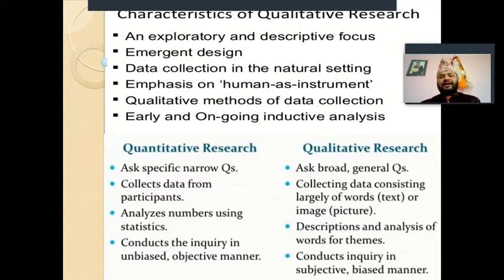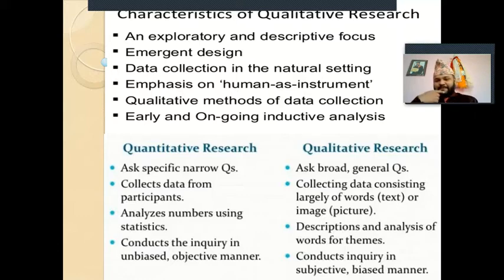in organizational discourse. So data collection is in the natural setting. This is another characteristic. We call it ethnographic as well, which also comes within qualitative research. Right? So, qualitative methods of data collection. This means descriptive, narrative, with emphasis on the human as instrument.